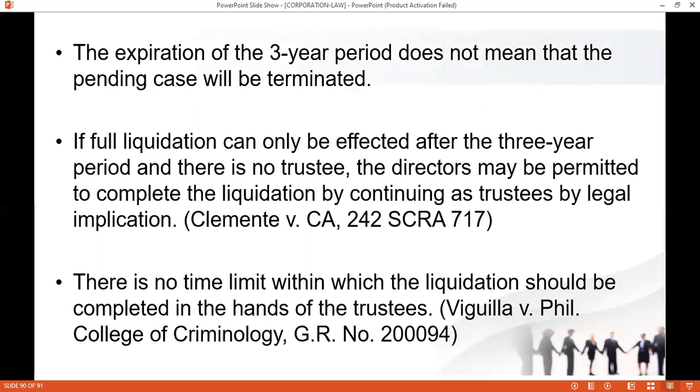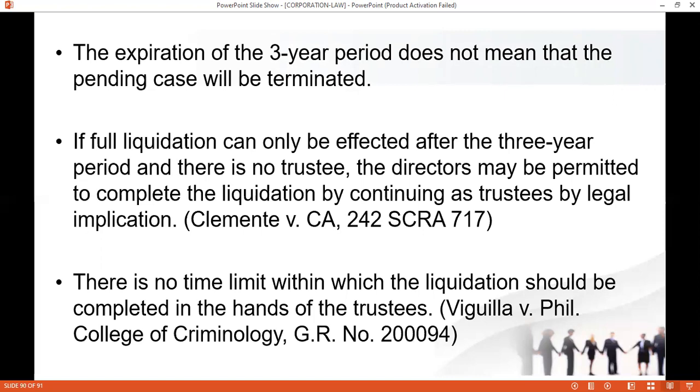The expiration of the 3-year period does not mean that the pending case will be terminated. Ang example nito, paano kung natapos na yung 3-year period, hindi pa natapos yung case? Maapektuhan ba yung case? The answer is no. It will continue. No? If full liquidation can only be effected after the 3-year period and there is no trustee, the directors may be permitted to complete the liquidation by continuing as trustees by legal implication.